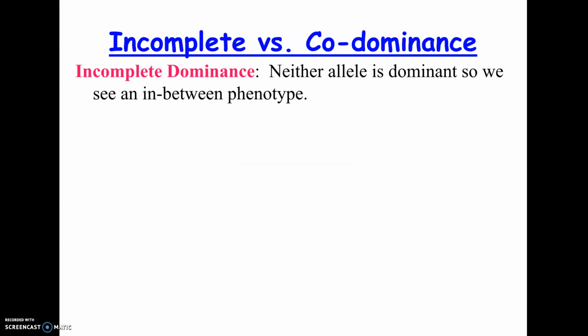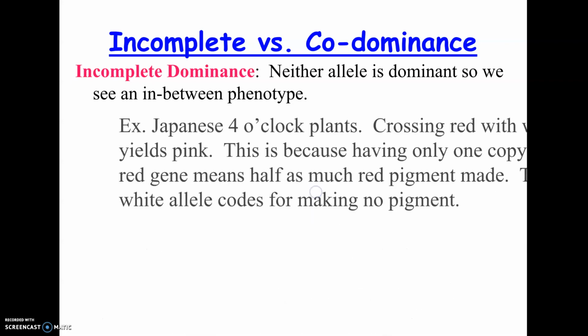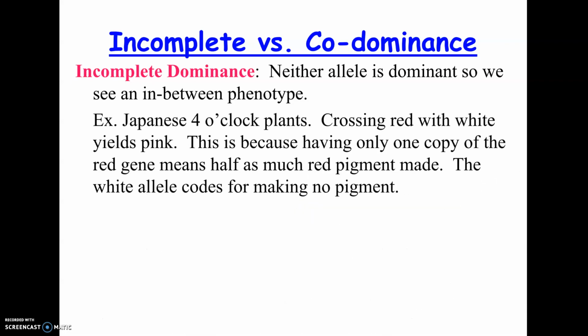Incomplete dominance is exactly what it sounds like. It's where neither one of the alleles is completely dominant or completely covers up the other one. And so when you cross these two alleles, the heterozygous one is an in-between phenotype. The textbook example that every book seems to use for this is the Japanese 4 o'clock plant. When you cross a red one with a white one, the offspring come out pink, an in-between color.